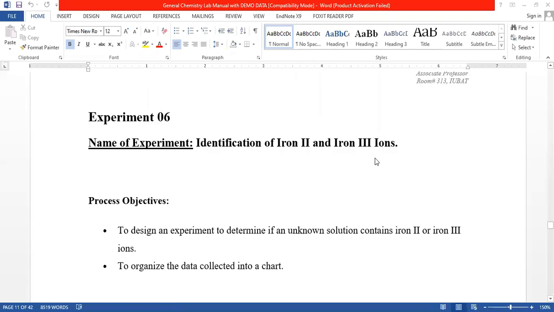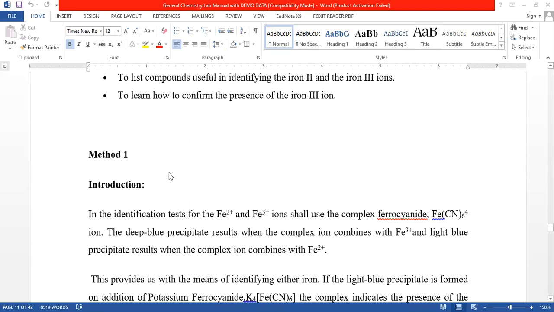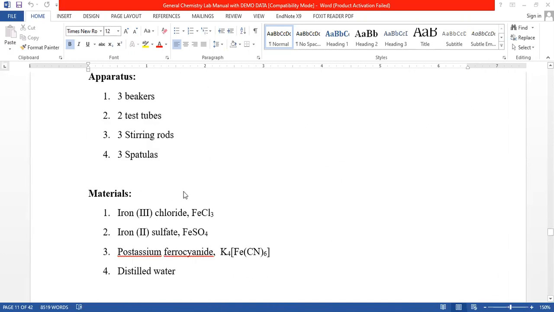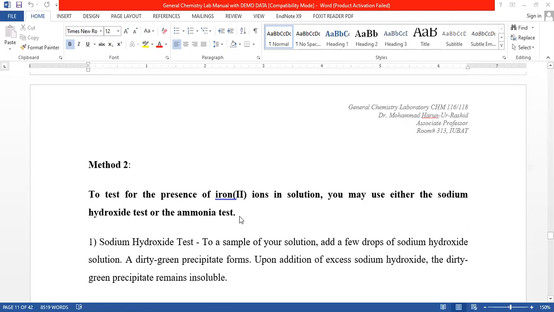Identification of iron 2 and iron 3 ions. Here actually there are two methods described in this laboratory manual. So you can write down the first method, because we usually follow the first method in the lab, in our chemistry lab. So you just only write down the first method. You don't need to write the second method. Just as it is: chemical reaction, apparatus, materials, and procedure and observation. What you will do in the laboratory, you will just write by your own word. That's it. Second method, you don't need to write it.